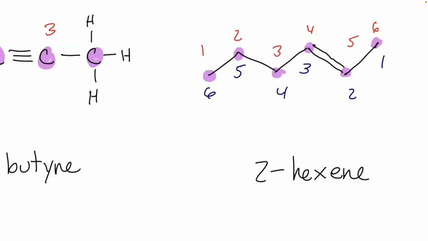Actually, you can always look at the hydrogens too, but yes, these two carbons here are on opposite sides of that double bond. So this would be the trans 2-hexene. Take a second and draw me the cis 2-hexene.